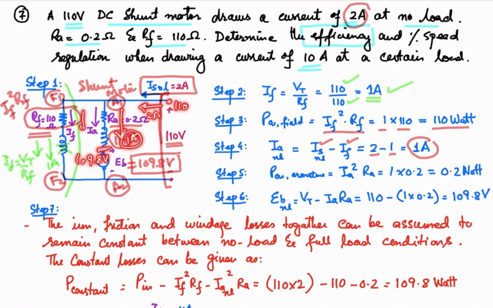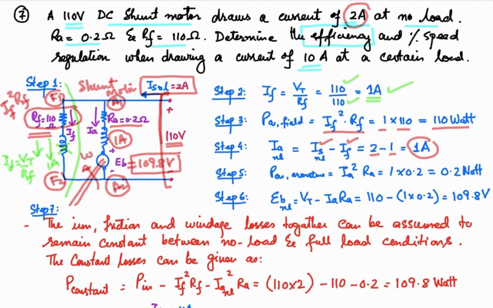1 ampere is going towards your field, and the rest of the 1 ampere, because of this potential difference that is between back EMF and the terminal voltage, the current is there in the armature. So we have calculated all the things at the no load state when there is no mechanical load connected with your machine. So your machine is rotating, it is drawing certain power to run itself.